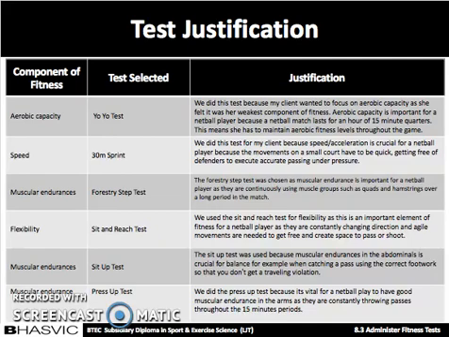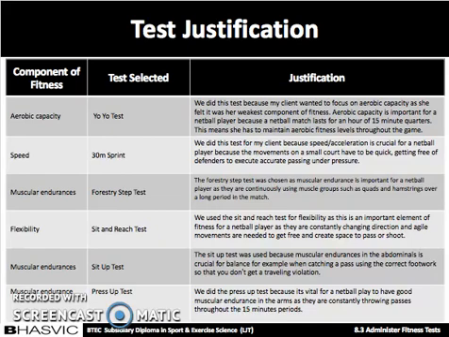Component of fitness, muscular endurance. Selected test, sit-up test. The sit-up test was used because muscular endurance in the abdominals is crucial for balance, for example when catching a pass using the correct footwork so that you don't get a travelling violation called.